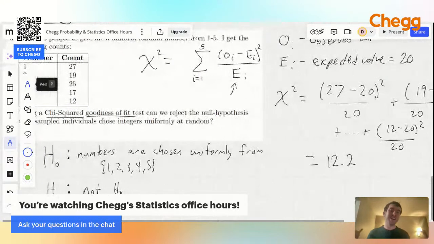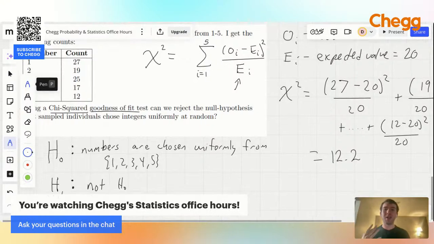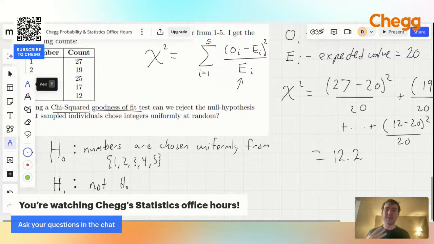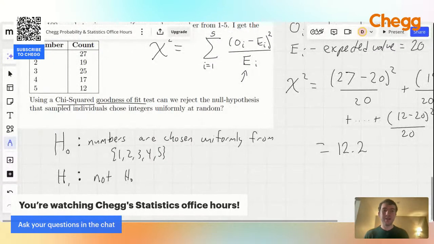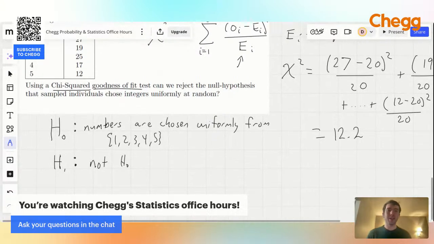Feel free to do this at home too to make sure you get the same number. So what does this mean, right? Like 12.2, what does that mean? It's hard to tell. Is that a lot? Is that a little? That's the point of statistics, to try to tell you, is this unusual or not? Can we reject the null hypothesis or not? In a rigorous way, in a mathematical way. So okay, we're going to use this chi-squared statistic, and so we got this.